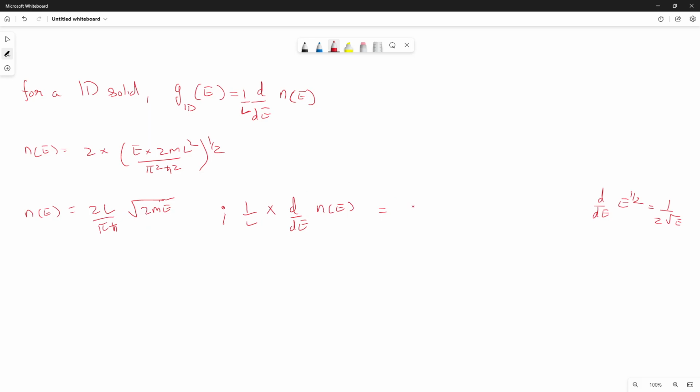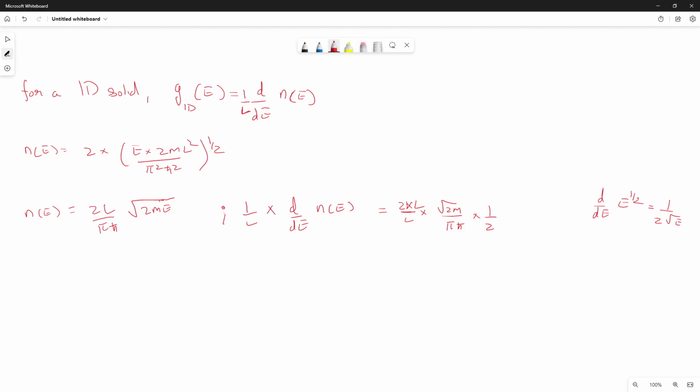take the derivative, we'll essentially have 1 by L into square root of 2m by pi h bar into 1 by 2 root E. And of course there is also a 2L, so into 2. 2 into L divided by L into this quantity. So the L and L cancel out, the 2 and 2 cancel out, and this is 2 square root of E.